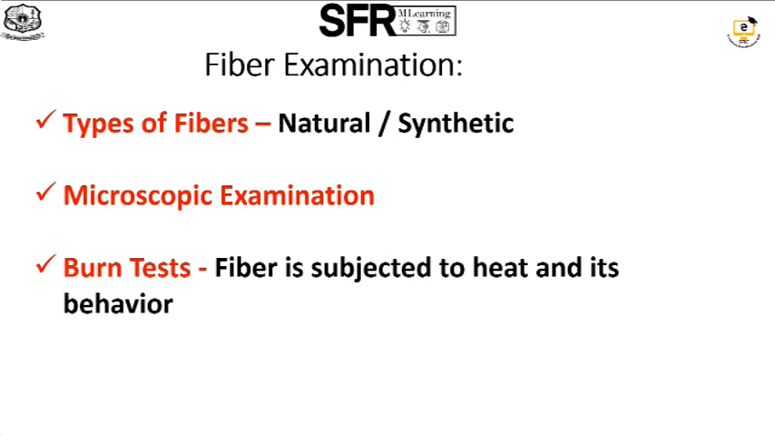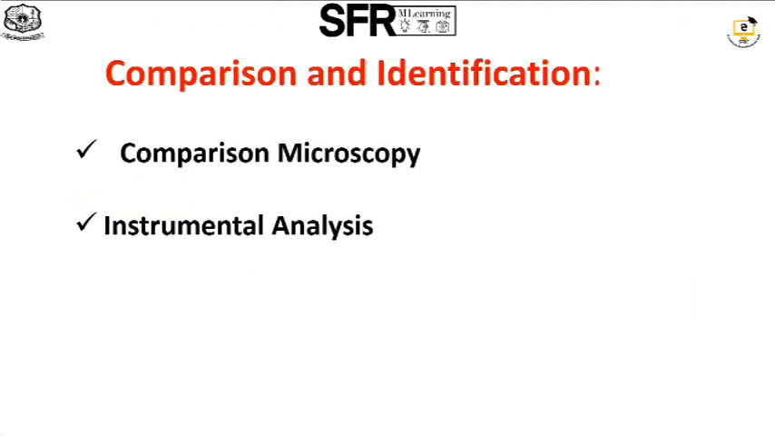The fiber can be tested using a burn test. Fiber identification often involves a burn test where the fiber is subjected to heat and its behavior, like odor, flame color and residues, is observed. Different fibers exhibit characteristic burn behaviors. Next, comparison and identification of fiber and hair examination.